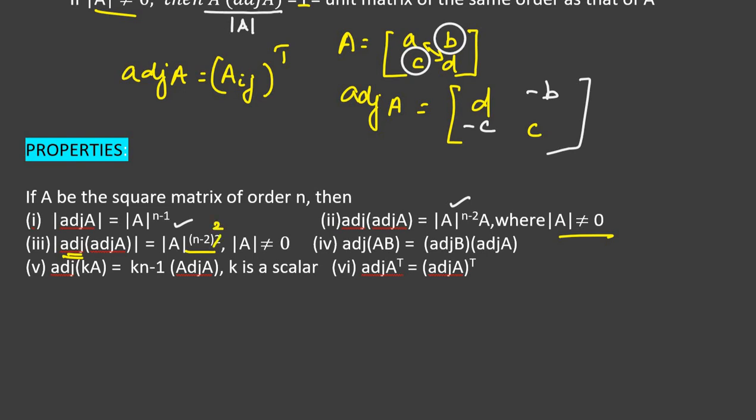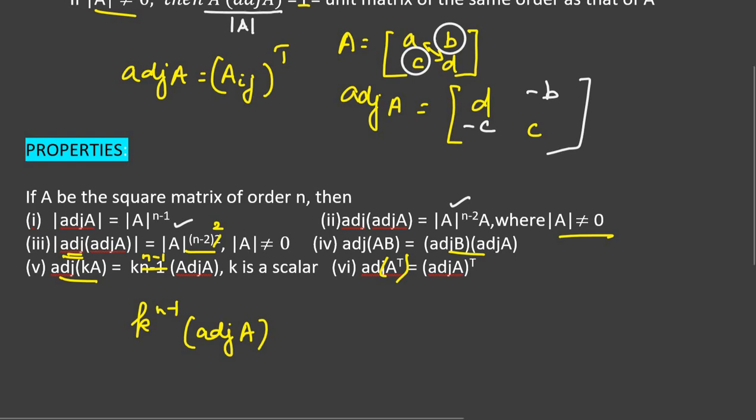Then adj of AB can be written as adj of B into adj of A. Adj of a scalar k into A can be written as k power n minus 1 into adjoint of A, where k is a scalar, any number. Adjoint of A transpose is equal to adj of A the whole transpose. These are the properties of adjoint of A.